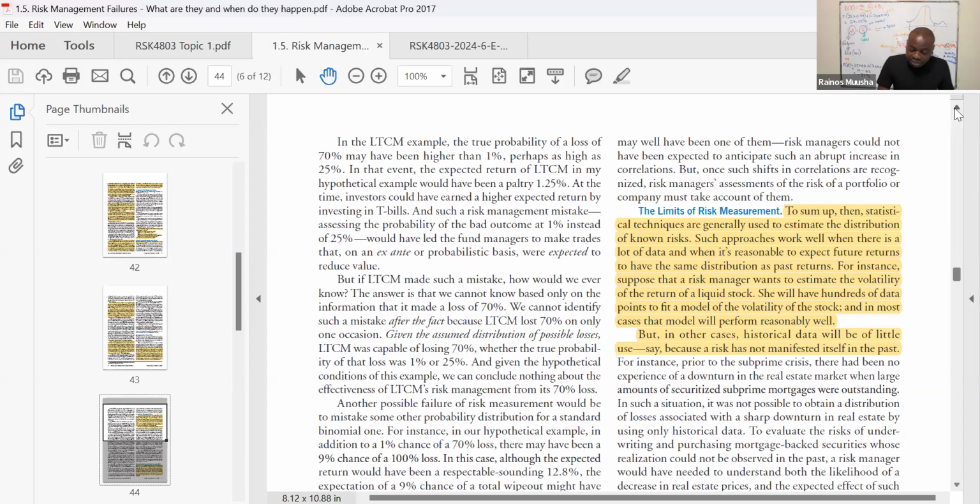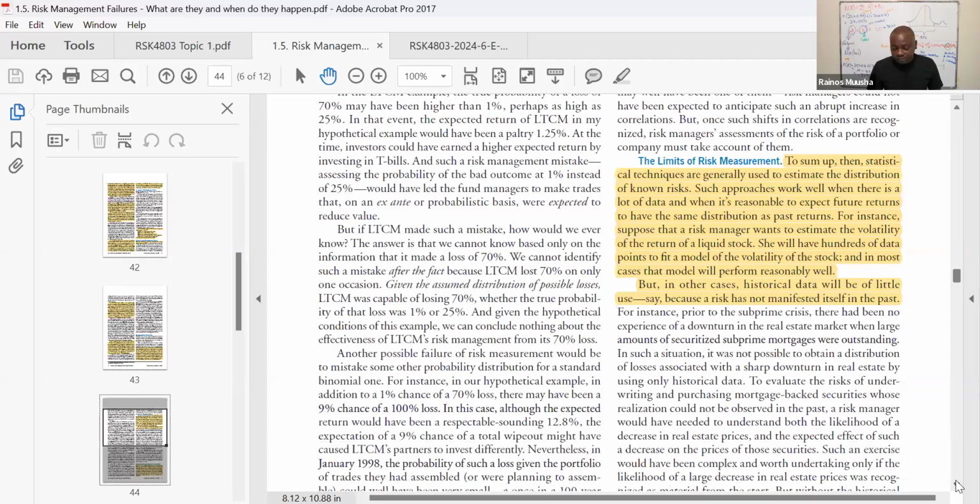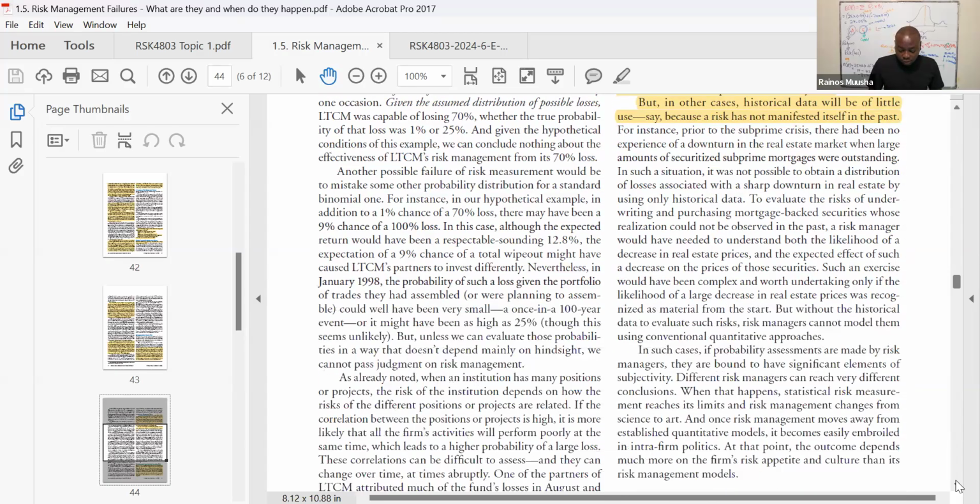For instance, suppose that a risk manager wants to estimate the volatility of the return of a liquid stock. She will have hundreds of data points to fit a model of the volatility of the stock, and in most cases, that model will perform reasonably well. But in other cases, historical data will be of little use, say, because risk has not manifested itself in the past. So this is where you can also look at the limits of risk measurement as well, where you basically end up mismeasuring the risks.